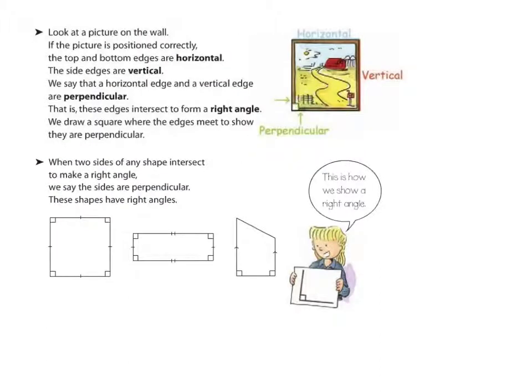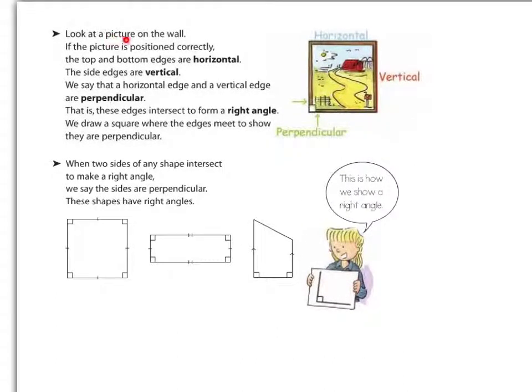All right, let's take a look at a few things here. Let's take a look at this picture on the wall. Oops, sorry. If the picture is positioned correctly, and if you've ever hung pictures before, you have an idea that you want the bottom edge to be horizontal and the top edges to be horizontal, not diagonal. You need them to be straight. And you want the side edges to be vertical, again, straight up and down, not at all diagonal.